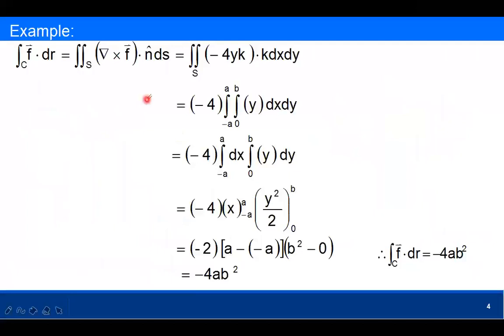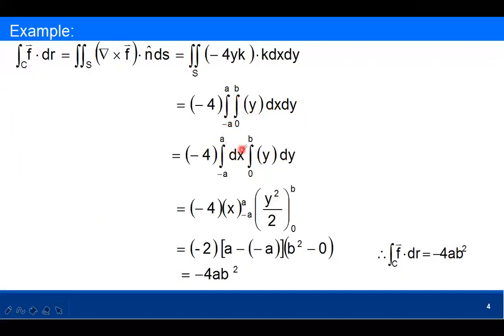Therefore the double integral of del cross f dot n ds over the surface S equals the double integral of del cross f, that is minus 4y k, dot n cap which is k, ds is dx dy. Since k dot k is 1, minus 4 is constant, so it is the double integral of y dx dy. The limits of x are minus a to a and y is 0 to b. So minus 4 into, since these are constant limits, integral from minus a to a dx, integral from 0 to b of y dy.